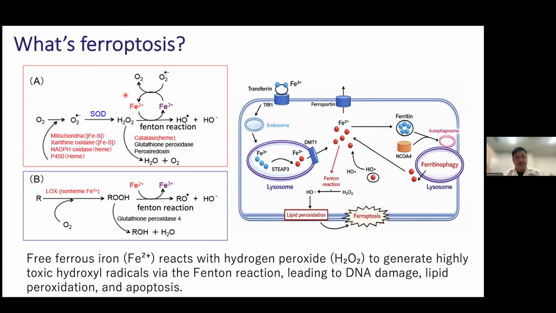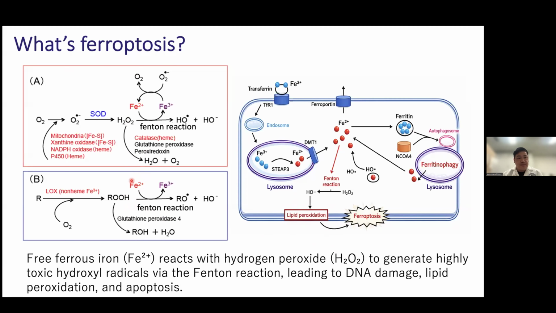Ferroptosis is characterized by the accumulation of intracellular iron ions and lipid peroxidation. The resulting oxidative damage ultimately leads to the breakdown of the cell membrane. So this is ferroptosis. In other words, in this process, the radical recombination is very important for leading to ferroptosis.